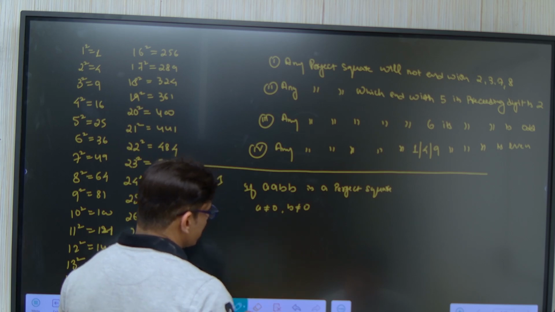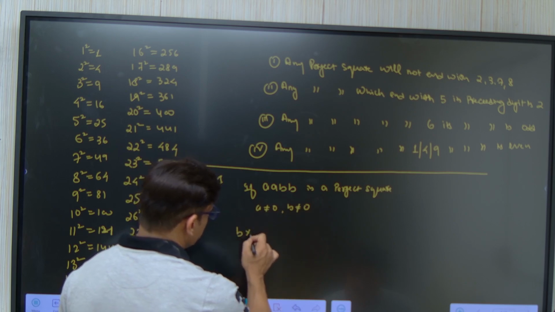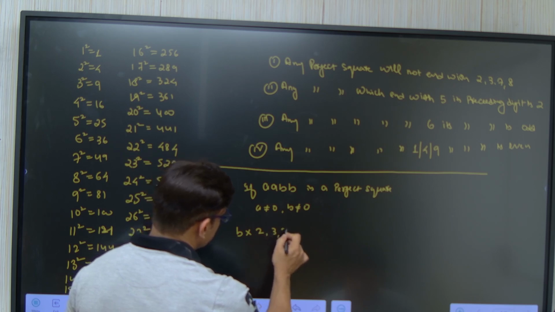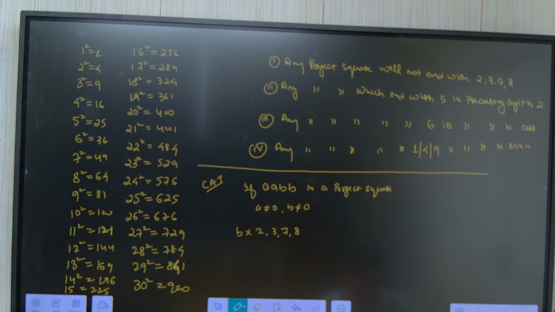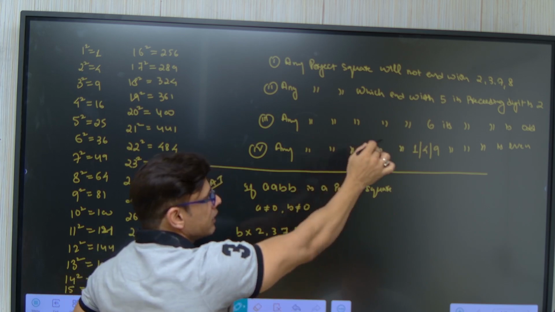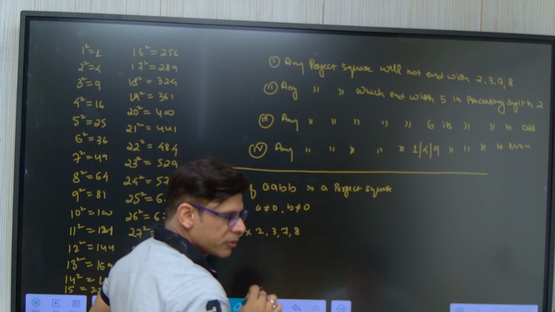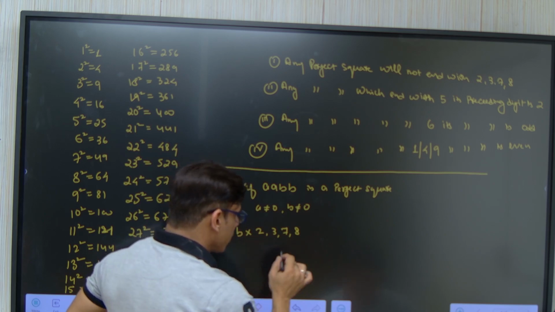Correct. B will be equal to 4. I tell you how. Since it is a perfect square, B cannot be 2, 3, 7 and 8 for sure, because a perfect square will never end with 2, 3, 7, 8. Suppose B is 5. Then the previous digit of B should be 2. But the question says the last 2 digits should be the same. So B cannot be 5 also.